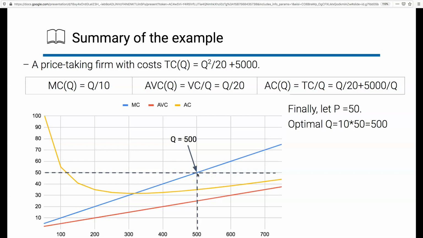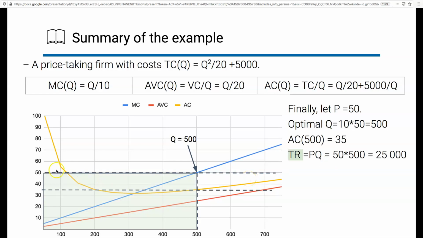And let's see what other information this graph contains. First of all, what is the total revenue in our situation? It's price times quantity. Price is the vertical side of this rectangle, quantity is the horizontal side of this rectangle. The total area underneath the price level bounded by the quantity level is the total revenue. And that is going to be $25,000. So selling 500 units at $50 a piece gives you $25,000.